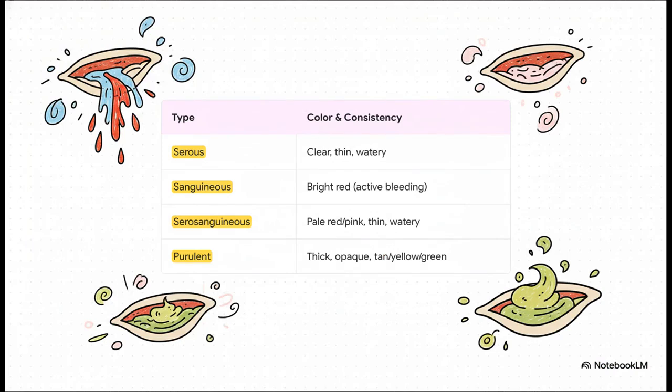The drainage, or what we call exudate, tells its own story. Is it serous, clear and watery? That's pretty normal in early healing. Or is it purulent, thick and cloudy? That's a classic sign of infection. Sanguineous means there's active bleeding, and serosanguineous is that normal pinkish mix. The type of exudate is a direct window into what's happening inside that wound right now.